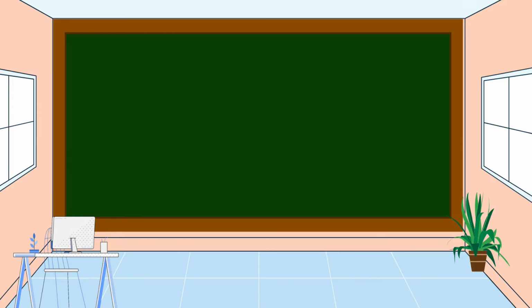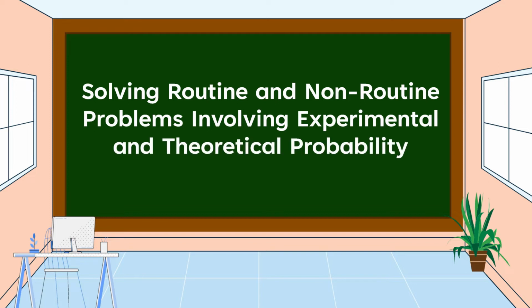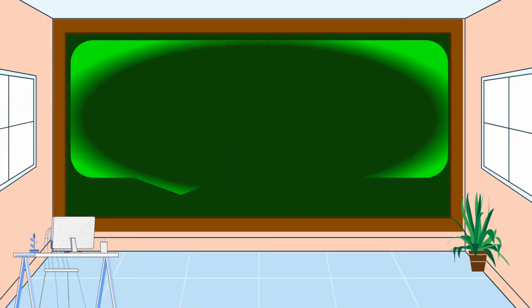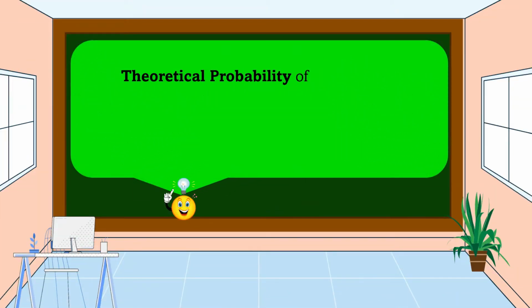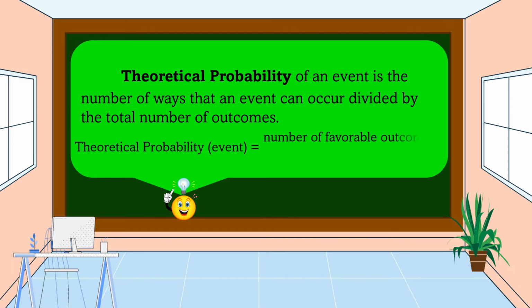Our lesson for today is all about solving routine and non-routine problems involving experimental and theoretical probability. Theoretical probability of an event is the number of ways that an event can occur divided by the total number of outcomes. Thus, we have theoretical probability of an event is equal to number of favorable outcomes divided by number of possible outcomes.